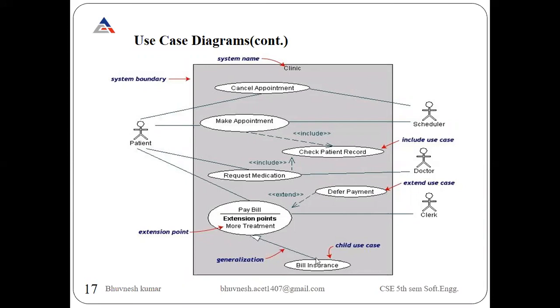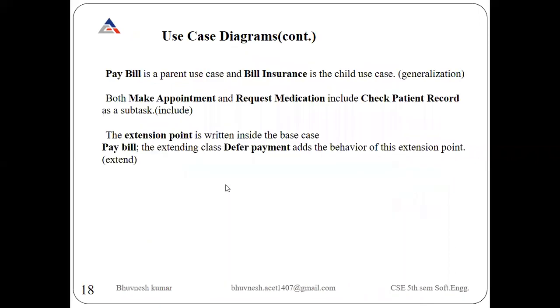relationship is used for your generalization. Okay, this is your child use case, and this is your parent use case. For that relationship, we will use generalization. Okay, that's all the explanation mentioned here.